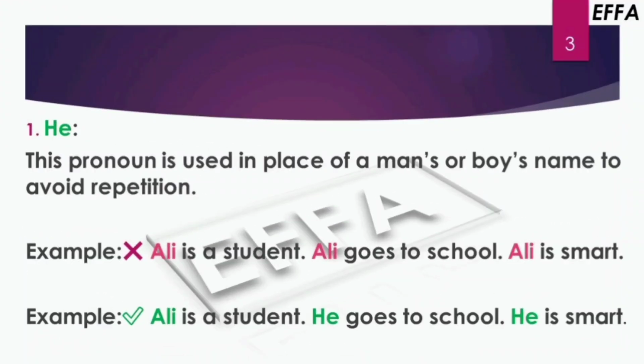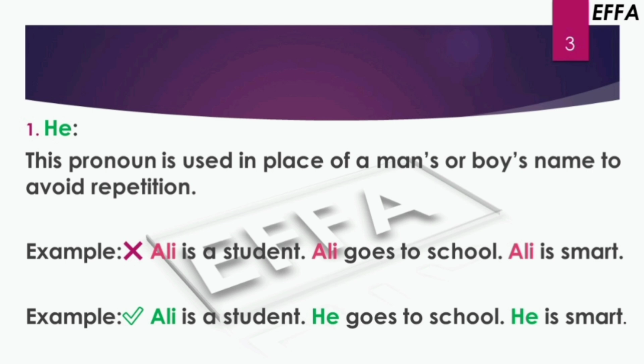Three, animals. These are three main things we talk about every day. Now let's say we are talking about someone named Ali. After mentioning Ali once, we shouldn't repeat his name again and again. Instead, we use a subject pronoun. Subject pronouns are he, she, it, I, we, you, they. These are called subject pronouns. Now we will study each one individually.